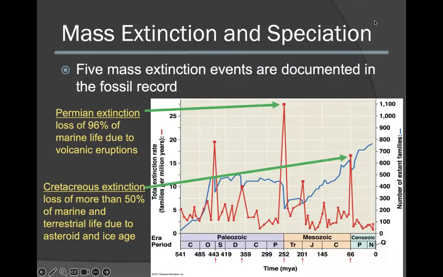There are 5 mass extinction events that are well documented within the fossil record. These can be denoted by the red arrows pointing upward in the bottom of the diagram. 2 of the most infamous extinction events involve the Permian and Cretaceous extinctions. The Permian extinction led to a loss of 96% of marine life due to volcanic eruptions that resulted from the movement of plate tectonics. The Cretaceous extinction, however, led to the loss of more than 50% of marine and terrestrial life. This was due to the presence of an asteroid as well as an ice age which followed.